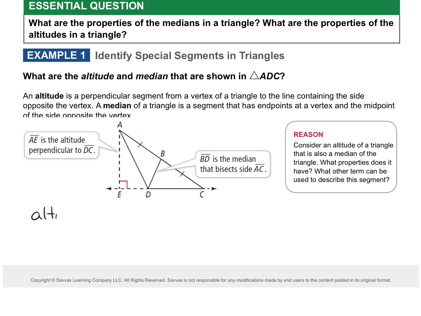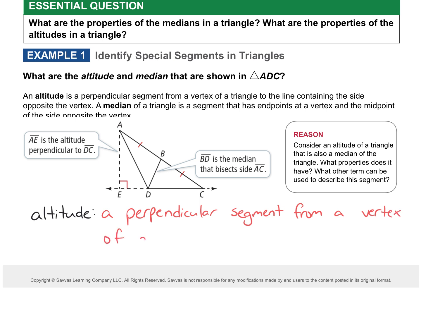First one we're talking about is altitude. Write this definition down: an altitude is a perpendicular segment from a vertex of a triangle to the line containing the side opposite the vertex.